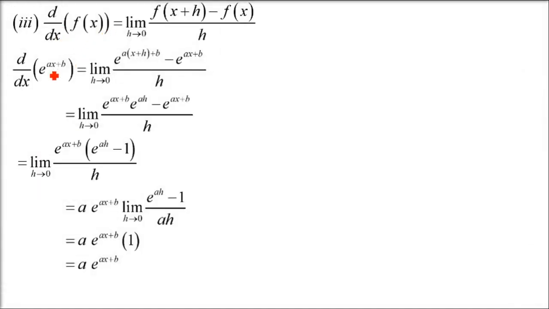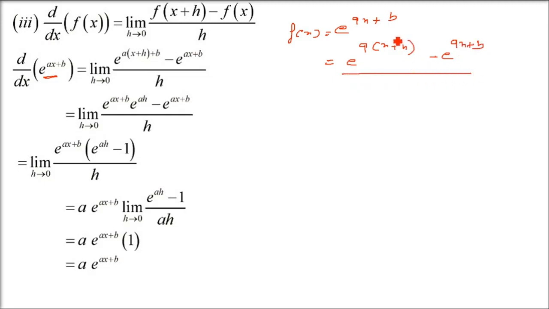Third one is e raised to ax plus b. So f(x) is e raised to ax plus b. First you have to put x as x plus h. a times x plus h, and plus b also. So e raised to a(x plus h) plus b minus e raised to ax plus b, by h, and limit h tending to 0.